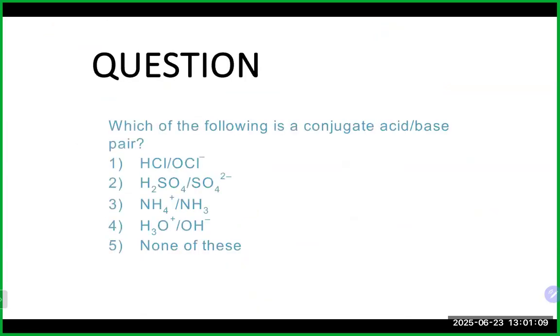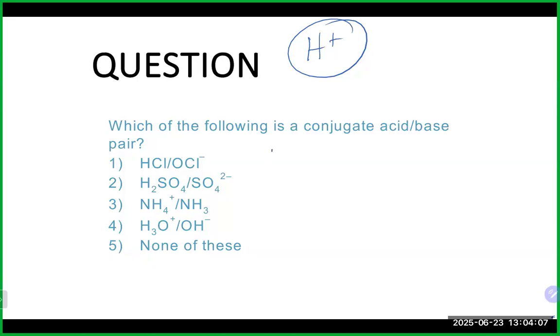All right, so why don't you take a moment here. Which of the following can be a conjugate acid-base pair? So for each of the combinations there, see if they meet the definition, and then we'll talk about it. Is that the only difference between these two in order for these guys basically to be pairs?